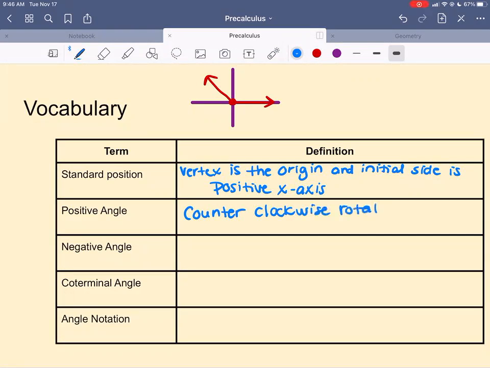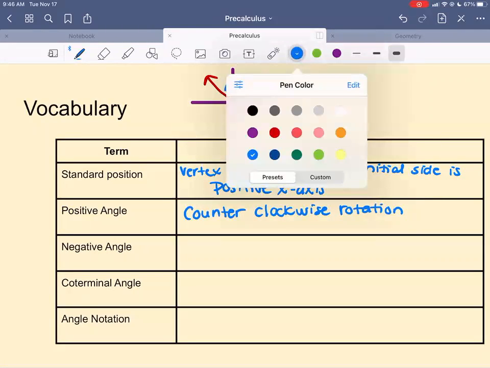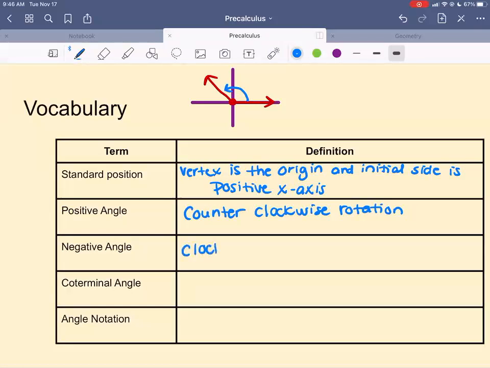So what that means is that if we have our angle drawn in standard position, we're going to go counterclockwise like so to create our positive angle. A negative angle, however, is going to be a clockwise rotation when we're in standard form. So I can take that same red angle that I've drawn up there, but now for my negative angle, I'm going clockwise, which is represented by the green arrow. So that's showing the direction in which we've created it.